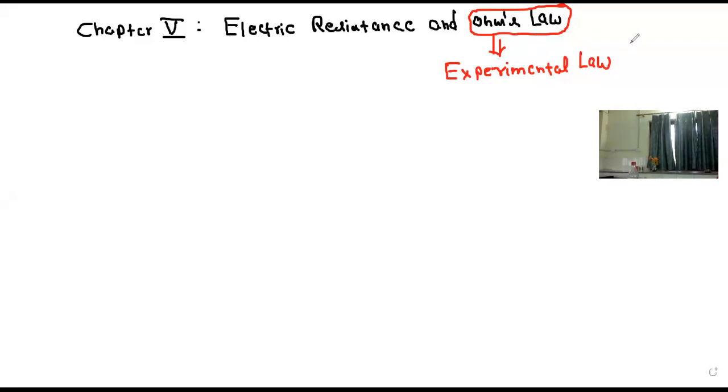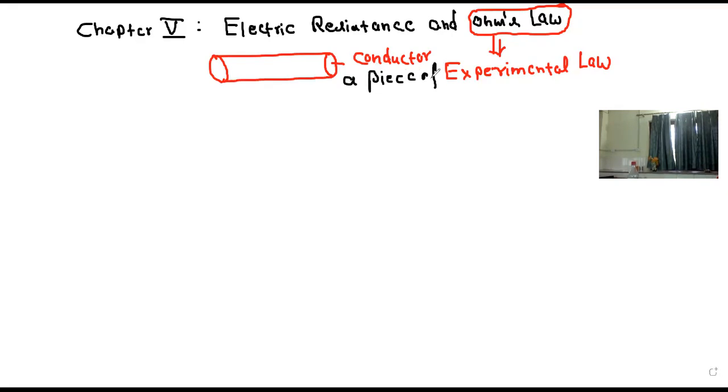So let us take a conductor, and we know that the conductor has a large number of free electrons. This is my conductor, or you can say it's a piece of wire. And it has a large number of free electrons.